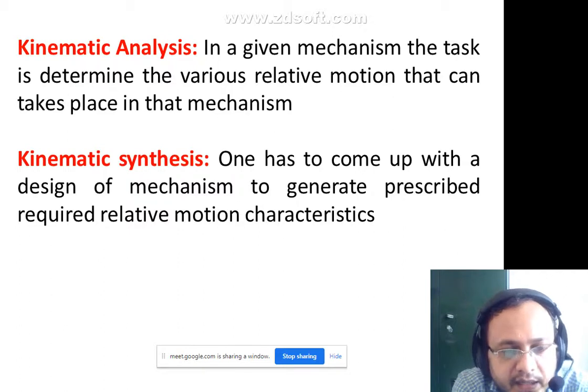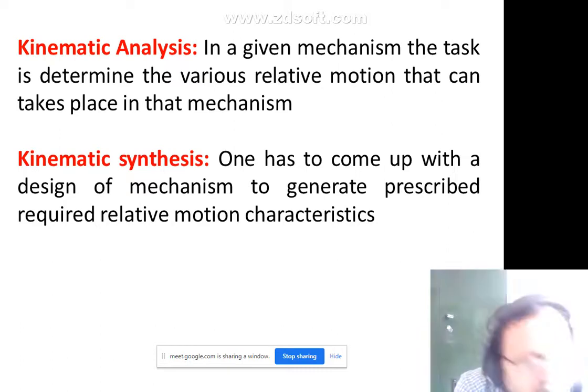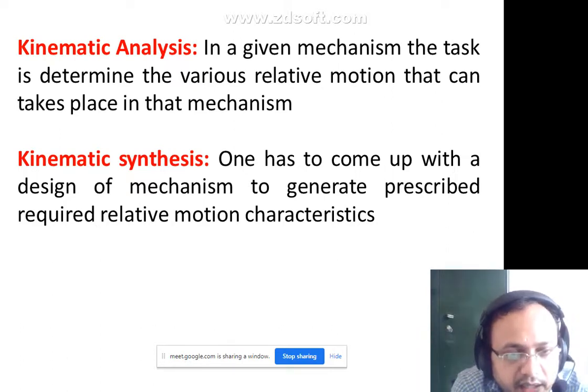And then in kinematic synthesis, one has to come up with the design of a mechanism to generate the prescribed, required relative motion characteristics. Means in kinematic synthesis, you have to design the mechanism. So you are going to study kinematic analysis in this subject, whereas kinematic synthesis you will not be studying in this subject.